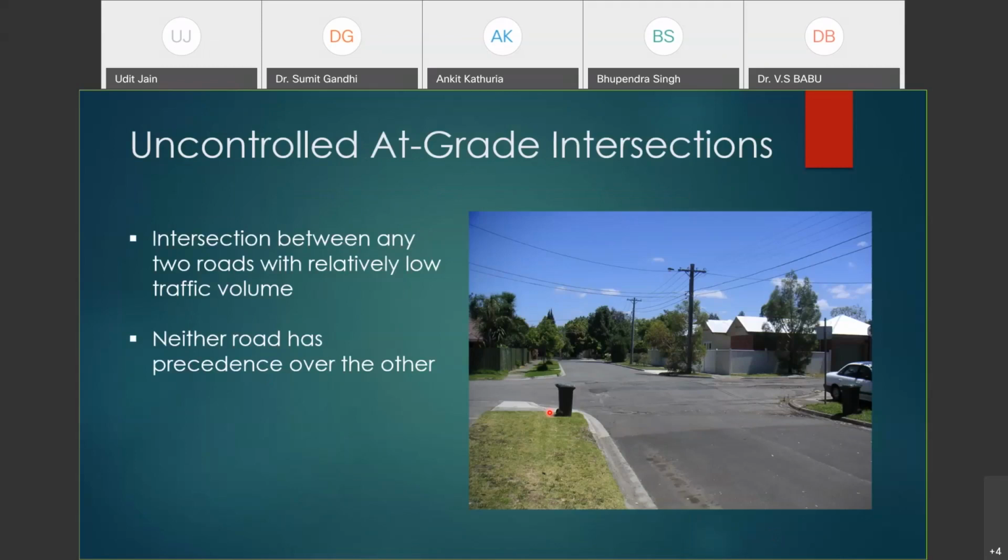So first, let's see what an uncontrolled at-grade intersection is. It is just a simple intersection between two roads which have relatively very low traffic volume. And more importantly, neither of the roads has precedence over the other. So you can see this is one road, this is the second road, and both are minor roads which do not have a major amount of traffic and they don't have precedence over each other.